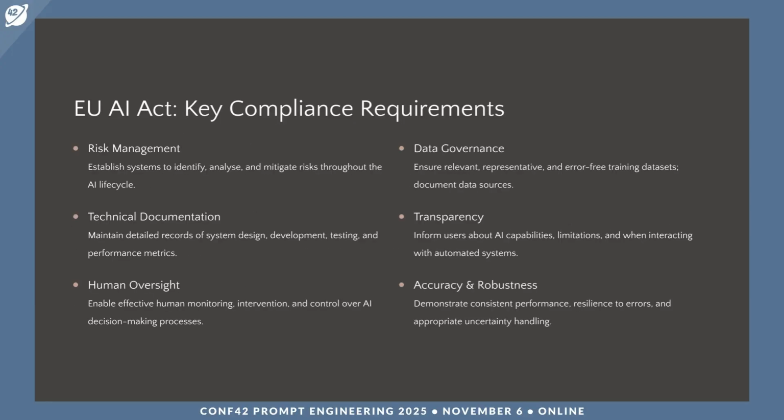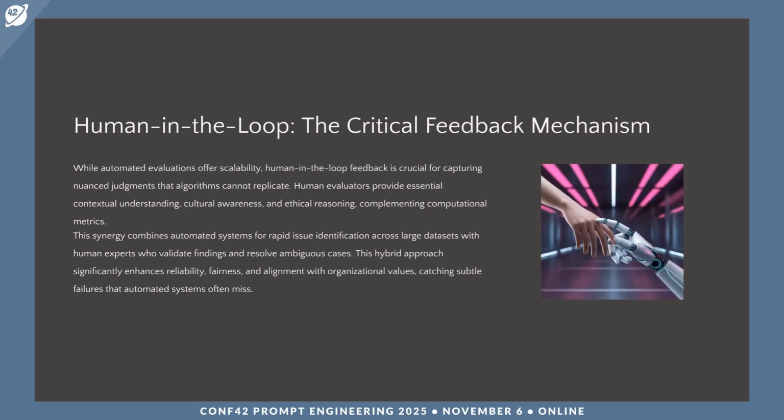I just want to call out a few key compliance requirements which the EU AI Act has called out, which basically fall into 6 categories: risk management, data governance, technical documentation, transparency, and human oversight. We're going to talk about human in the loop as the next point. That's very key. And accuracy and robustness. So make sure to bake in the regulatory compliance as part of your constitutional framework for prompts, right?